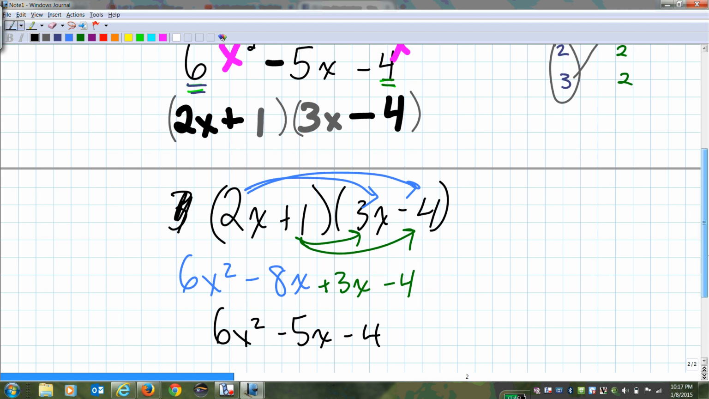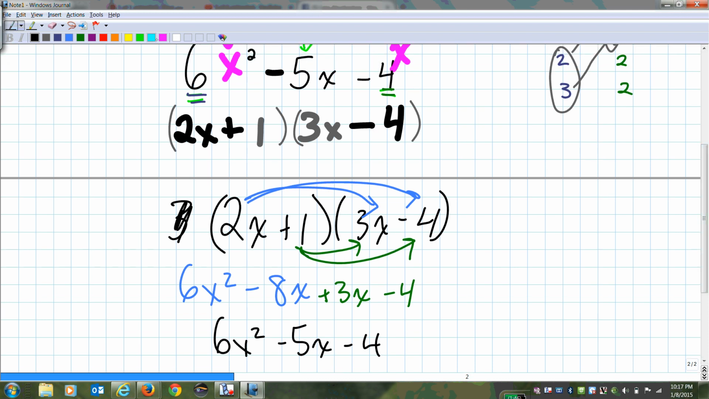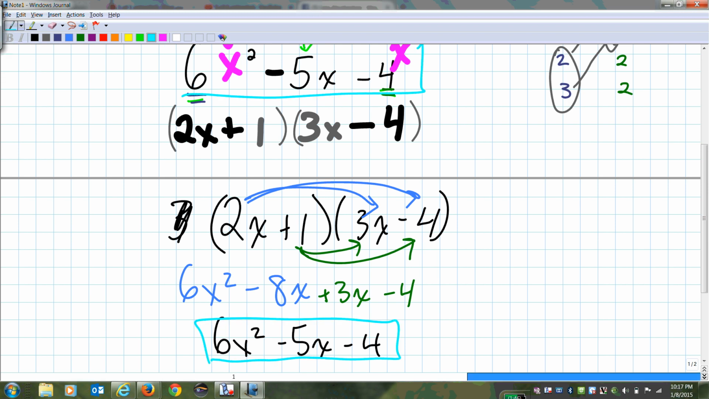So let's double check that. Is that a check? Does it match? Right here and right here, and it's a match. So this is the one we're going to work with.